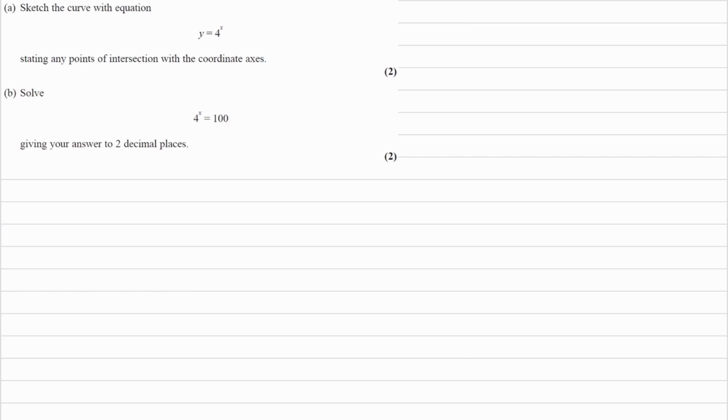This is an exponentials and logarithms question. Give it a go first, see how far you get, and if you get stuck on anything, then just look through the video to see my working for each part.